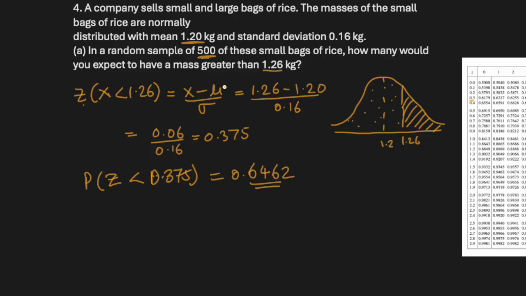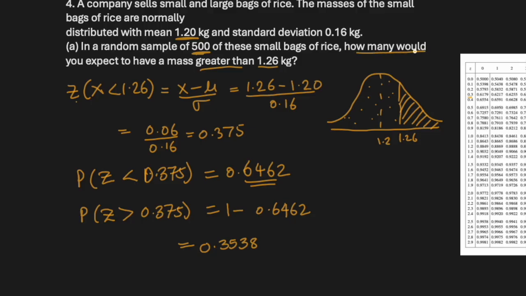But the question was greater than, so the probability that z is greater than 0.375 will be 1 minus 0.6462, because the sum of all the probabilities in this is 1. From that we will subtract this dotted one and we'll get the shaded one. So how much will that be? 0.3538. Okay, and then they are asking how many would you expect to have mass greater than 1.26 kg.